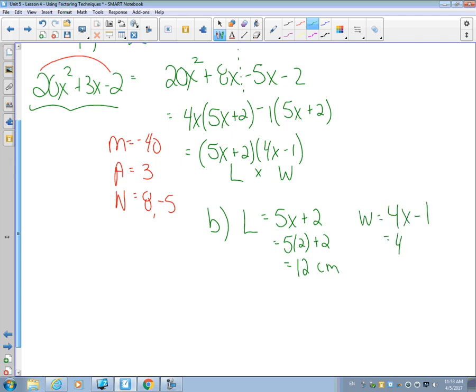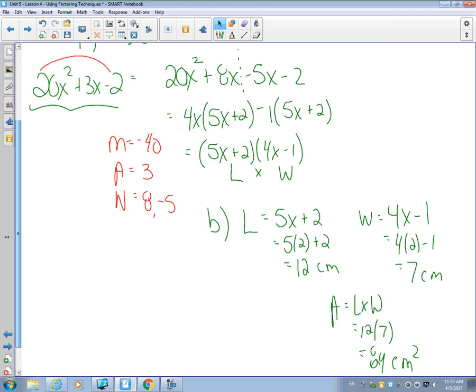But we said x was 2. So basically we're taking our thing and plugging it back in, right? I got 7. And I know my area is just length times width. So it's 12 times 7, or in other words, 84 centimeters squared. And we're done. Okay, so some simple applications of how we can use quadratics.